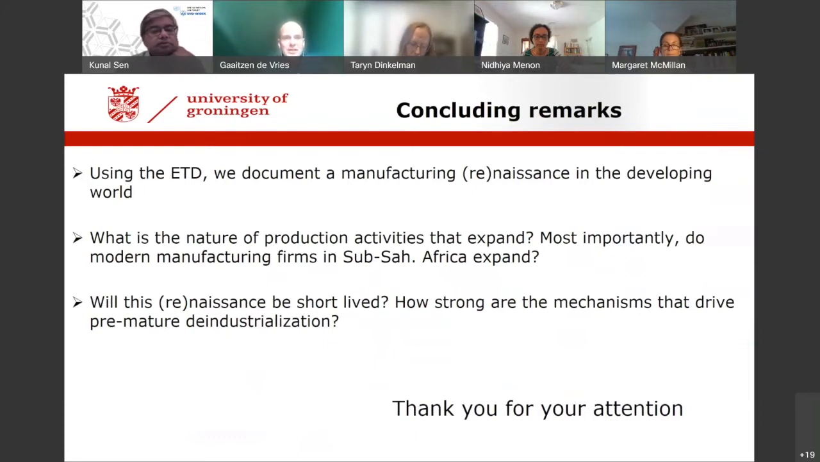And the other question is whether this manufacturing renaissance, or naissance for some of these countries, is actually sustained, or whether it will be short-lived. And whether that will happen depends on how strong the mechanisms are that are driving premature deindustrialization, and whether they still work in the most recent years compared to earlier periods.